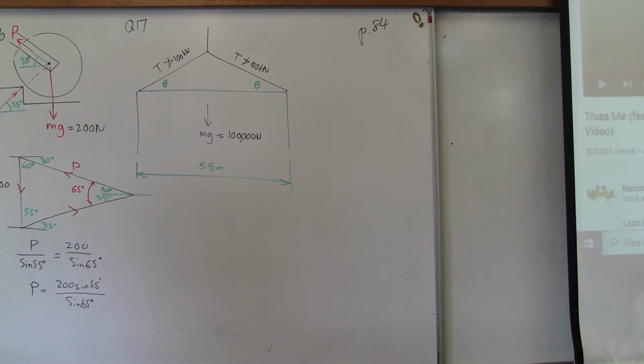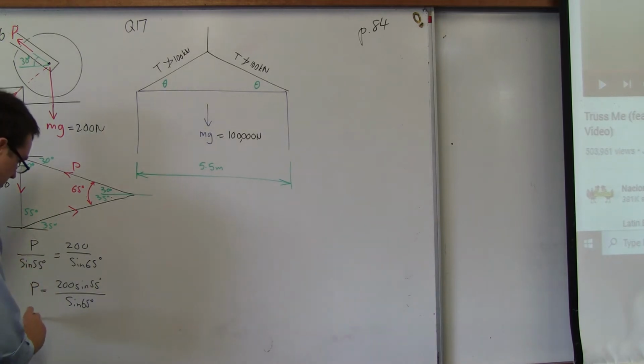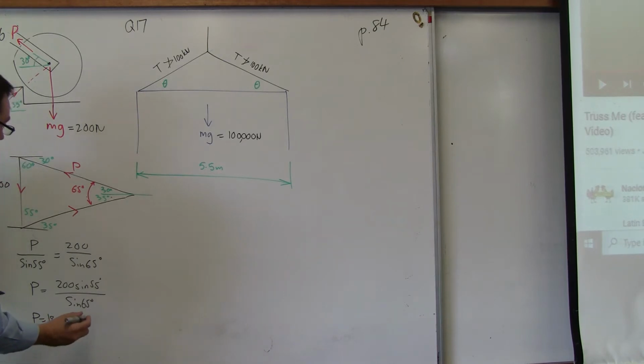Okay, 200 sine 55 divided by sine 65 equals 180, and P is going that direction. With vectors, always remember to write your arrows on there.